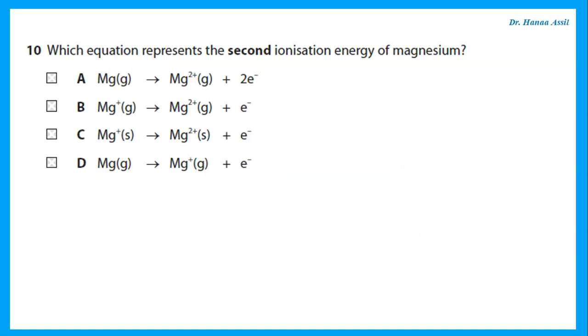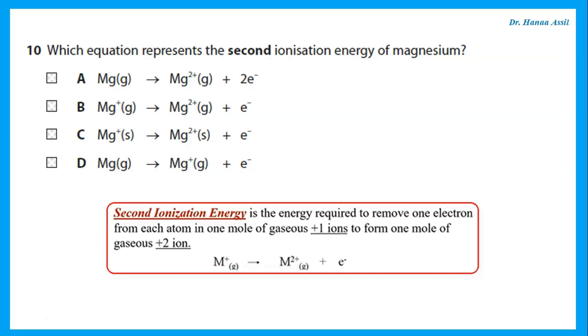Which equation represents the second ionization energy of magnesium? Remember, what do we mean by second ionization energy? We said that's the energy required to remove 1 electron from each atom in 1 mole of gaseous plus 1 ions. So this is second ionization energy. That means I'm starting with plus 1 gaseous ions to form 1 mole of plus 2 gaseous ions. So of course this would be the equation for the second ionization energy of magnesium.